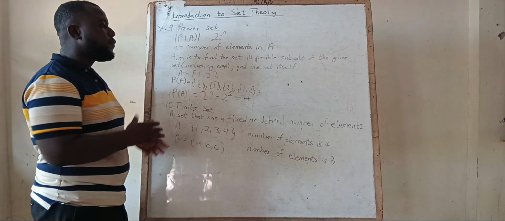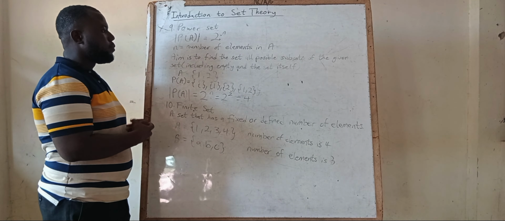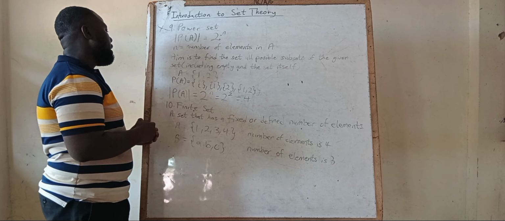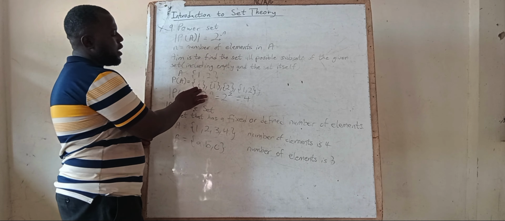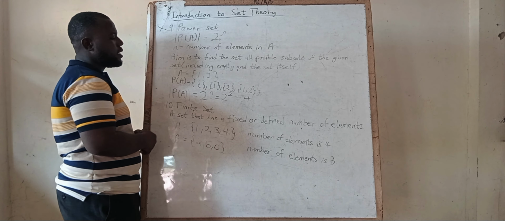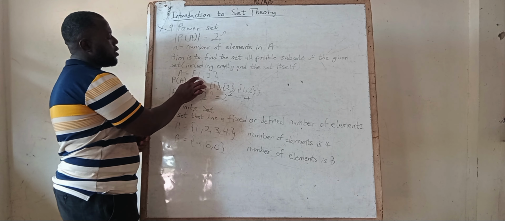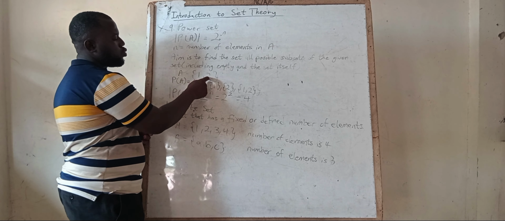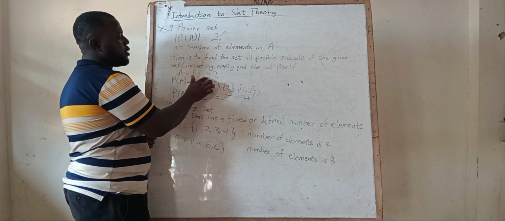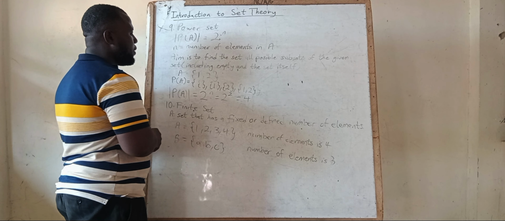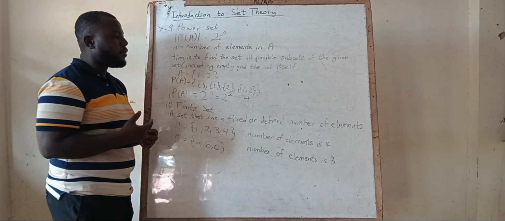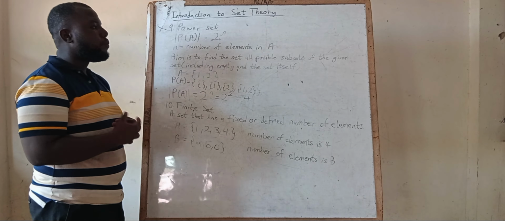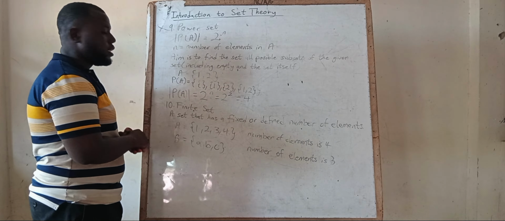If you want to list all the possible subsets of the set A, we have our first element being the empty set, then 1, the next one is 2, then 1 and 2. But in listing them, make sure you put them in curly brackets. That's how we write the list of all possible subsets. Let's move on to 10.